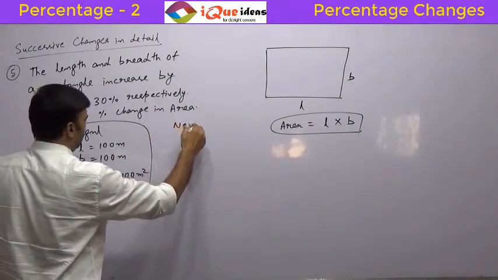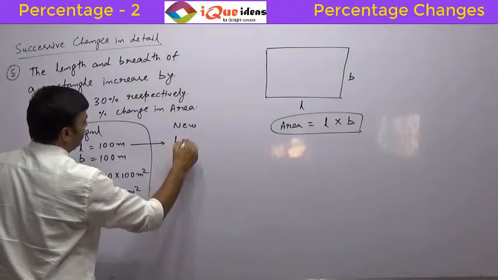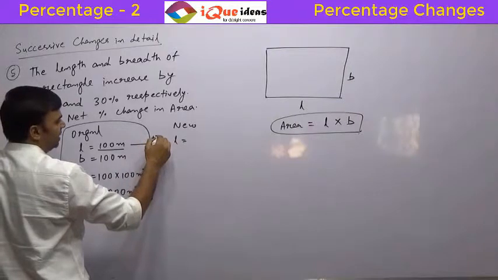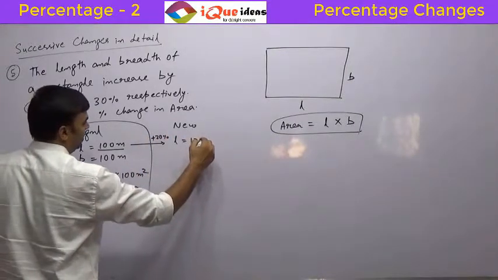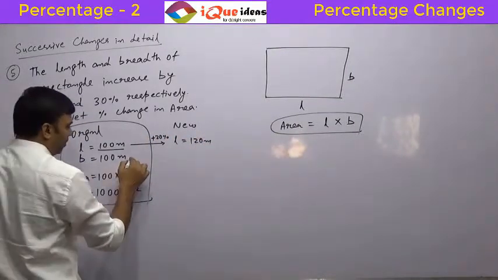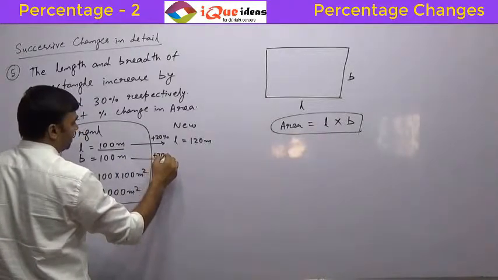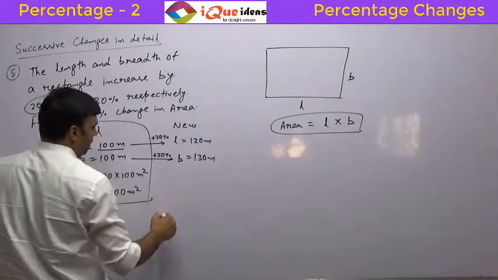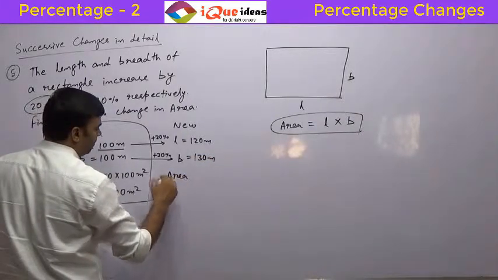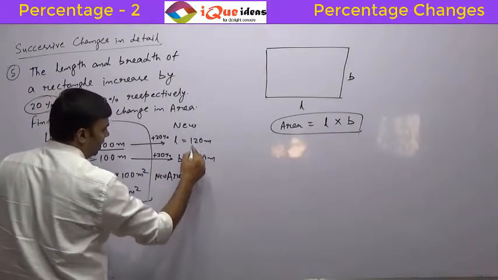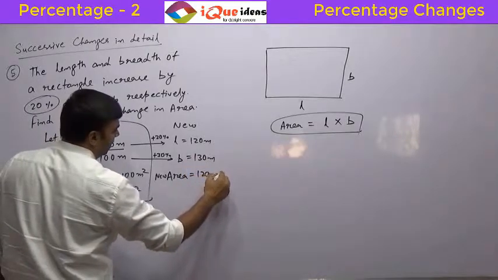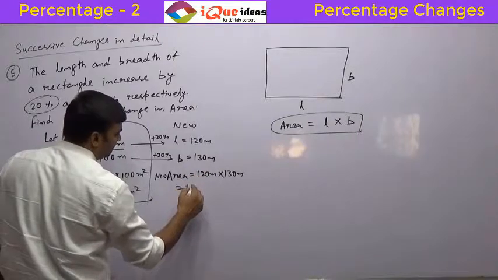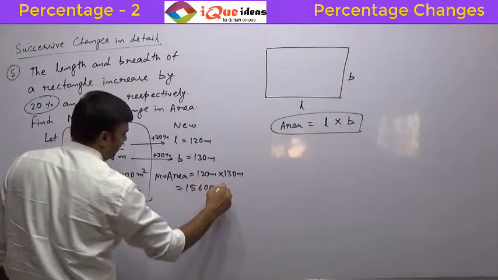This is the original situation. Now in the new situation, what will happen? Length will increase by 20%. So whatever was the original length, it has to increase by 20%. So it becomes 120 meter. Whatever is the original breadth, it increases by 30%. So 100 increases by 30%, the new breadth will become 130 meters. So the new area will be equal to the new length, that is 120 meter, into the new breadth, that is 130 meter, which is 15,600 meters square.